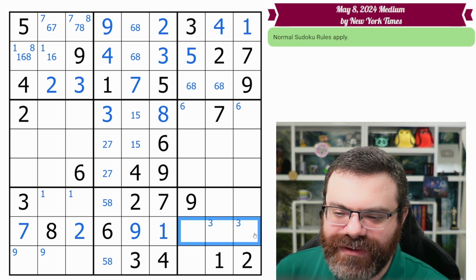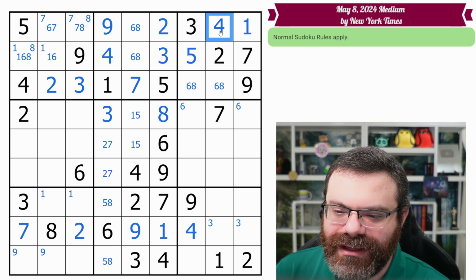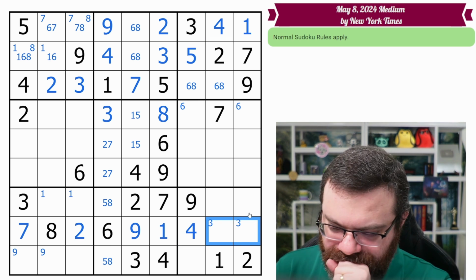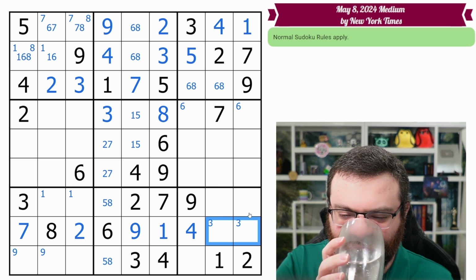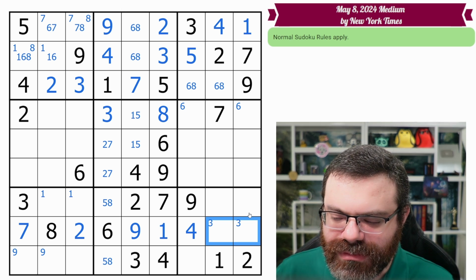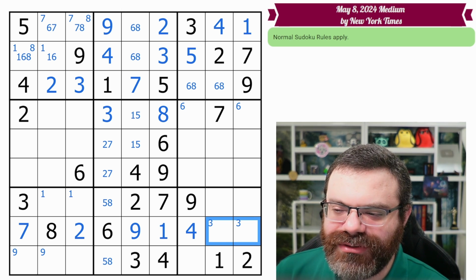And now we're down to a 3, 4, 5 here. Notice this can't be 3 or 5, so this is a 4. And this is down to a 3, 5 pair.